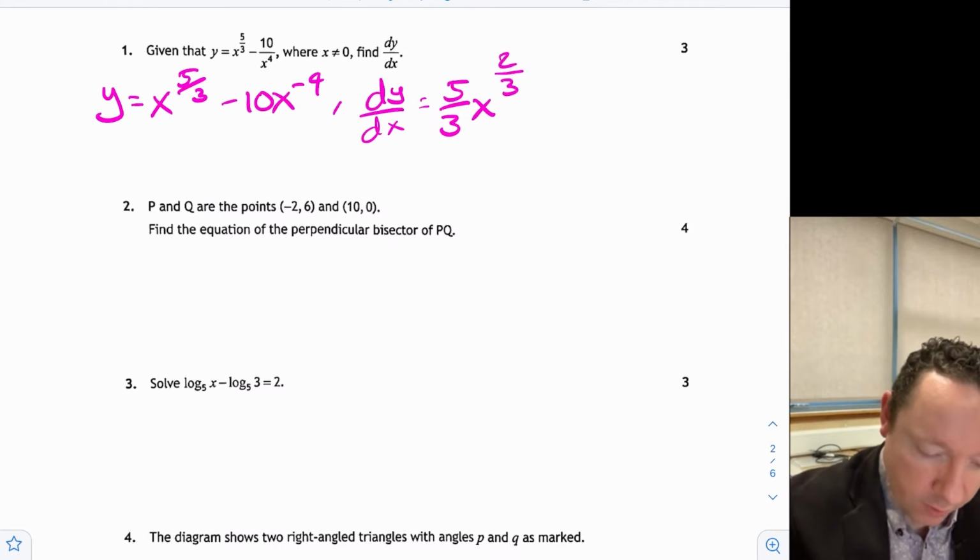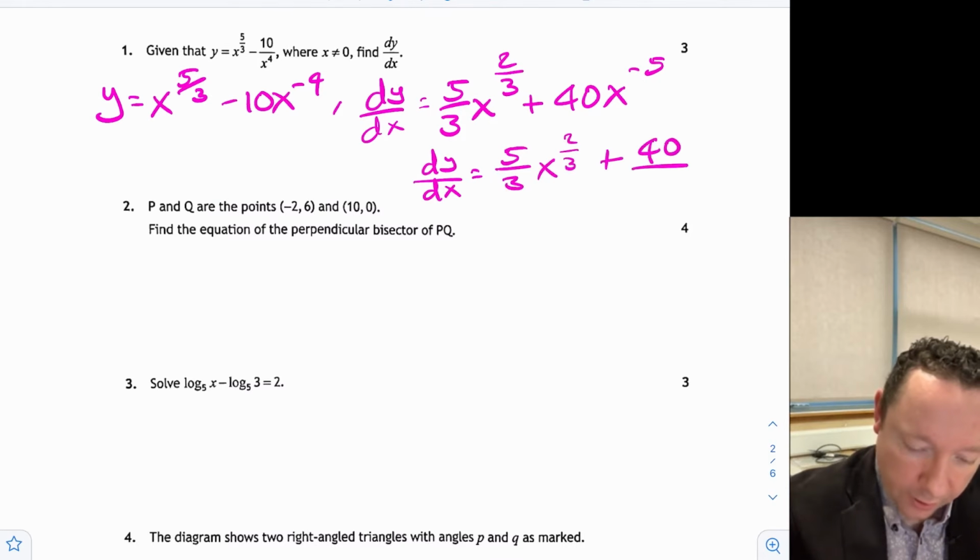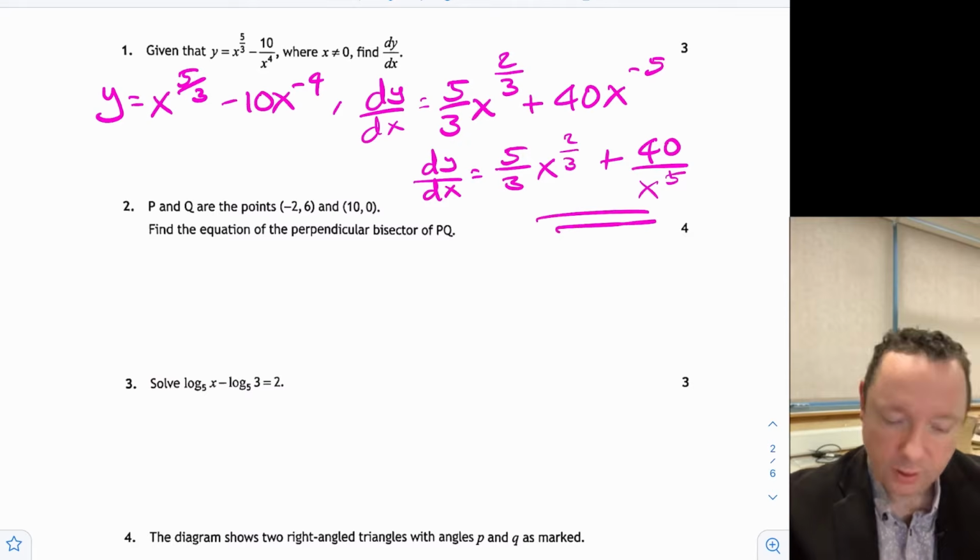And then take the power to the front in times, but minus times a minus is a plus, so plus 40x to the minus 5. You probably don't need to go any further, but just for the sake of completeness, that would give you 5 thirds x to the 2 thirds, plus 40 over x to the 5, and we're done there.